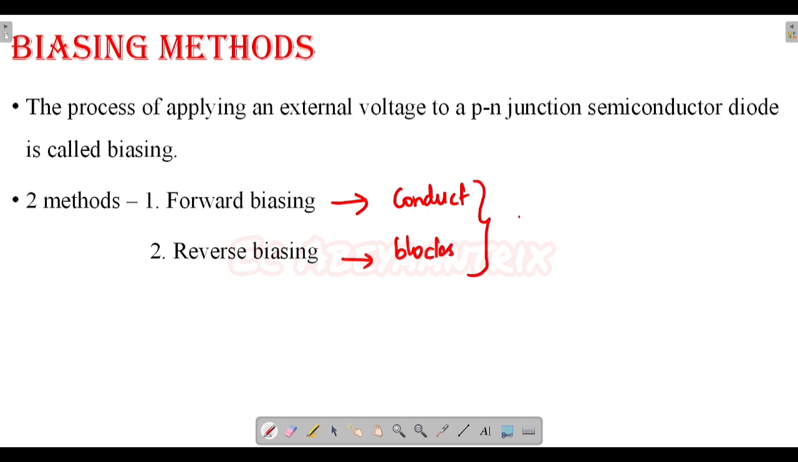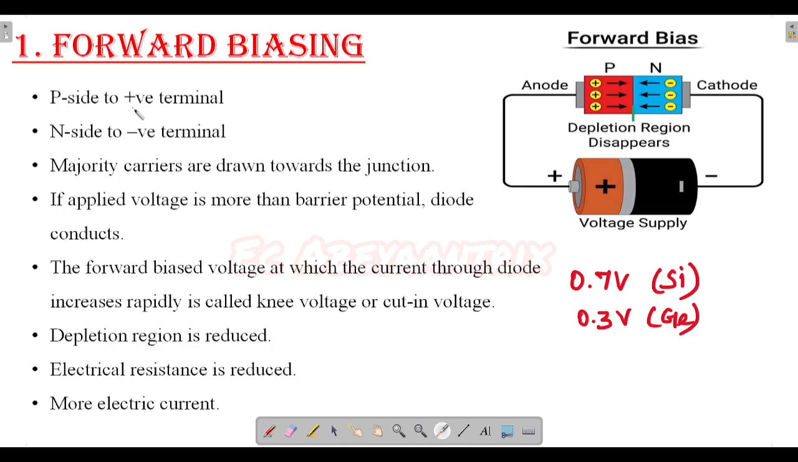Hence, it is called a unidirectional device. So this is in short I'm saying, we can learn in detail. Coming to forward biasing.